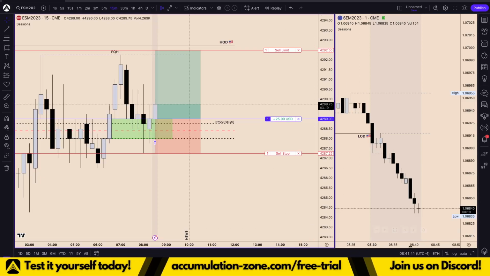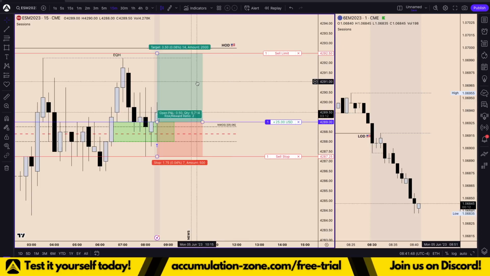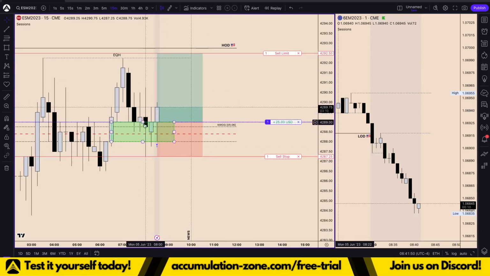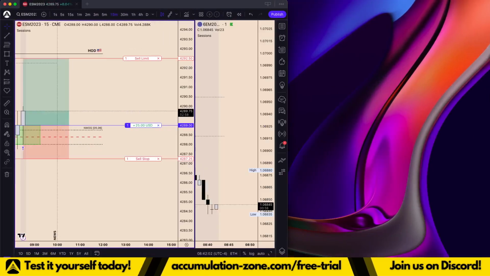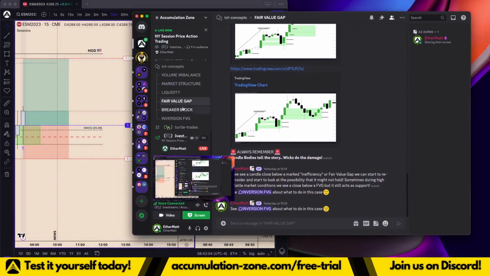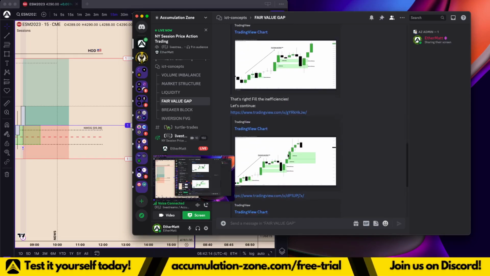All right. I would close this trade if I get a close below this 15-minute fair value gap. Pretty much like I explained it in the fair value gap section on our Discord server. Let me bring this back up. Right here, if we go over to the fair value gap section of this little ICT concept forum, I also mentioned it right here.